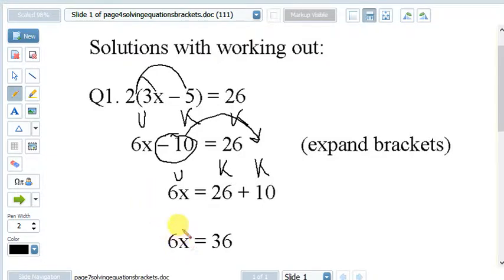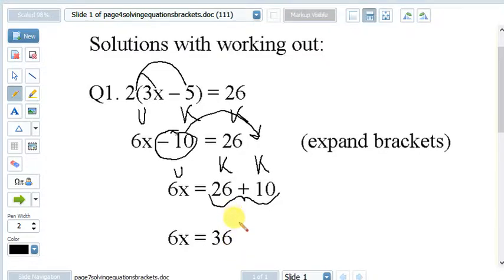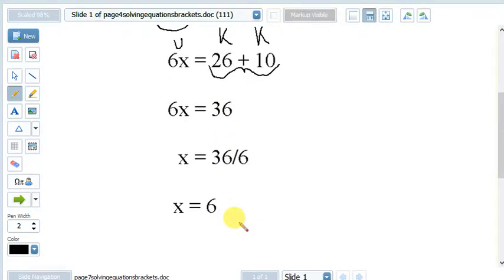Okay, so now 6x equals 26 plus 10, so you can simplify those two to get 36. So 6x equals 36, and then 6x is another way of writing 6 times x. So therefore we bring over the 6 times across to the other side, and it becomes divided by 6. Change side, change sign. The opposite of times 6 is divide by 6. So 36 divided by 6 is 6. Well done if you got that one right.